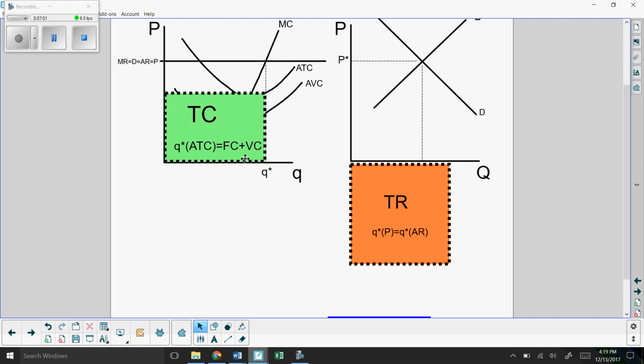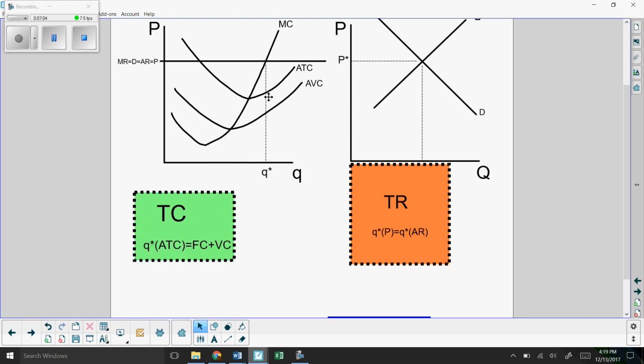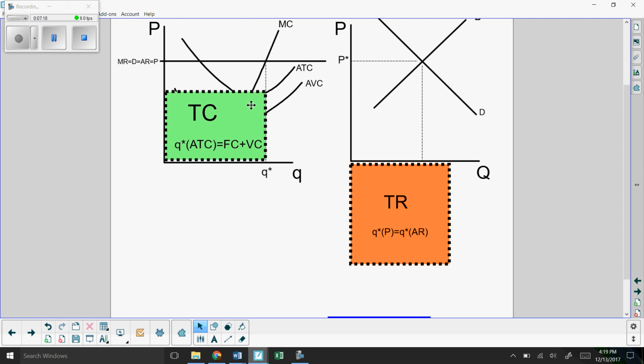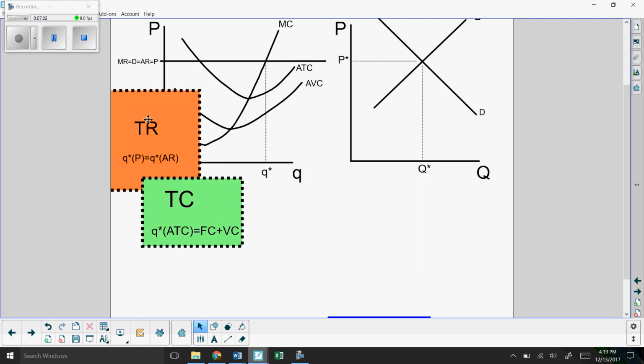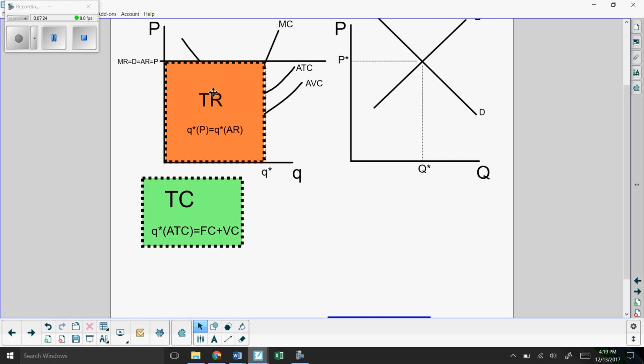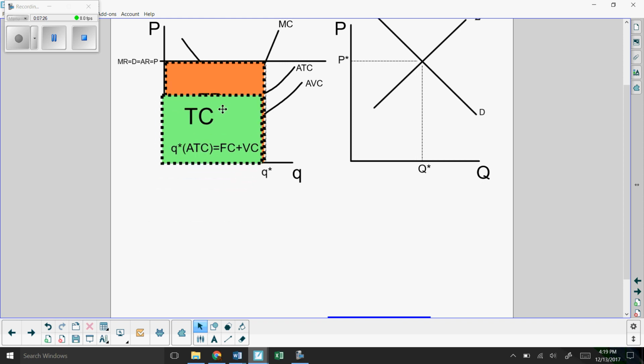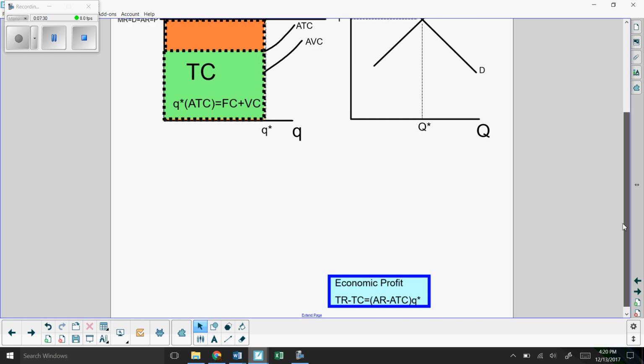Now, how do I figure that out one more time? What's ATC of Q star? That's this point where the cursor is right here. And then I need to multiply that vertical distance, that's the firm's average total cost, by the quantity of units the firm produces. Boom, right there. So if we go ahead and layer total revenue on top first, and then total cost, we can see that total revenue is bigger than total cost. So that proves that we're making a profit.